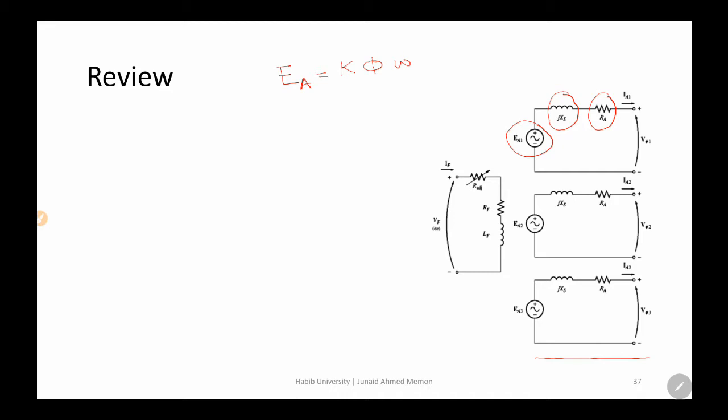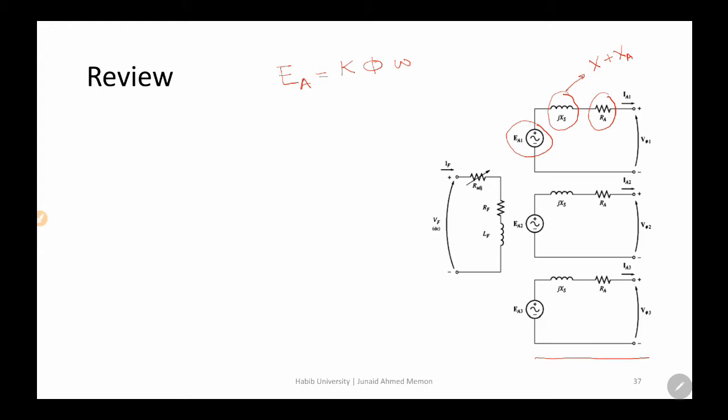And the synchronous reactance basically consists of the reactance due to the armature reaction and the self reactance of the armature coils, and the resistance is simply the resistance of the winding.